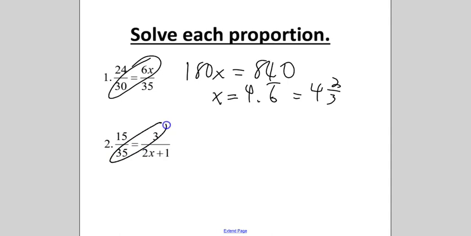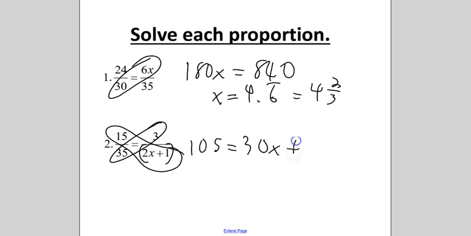Okay, we're going to do this here. 3 times 35, now be careful, equals, remember, when you multiply these, you've got to distribute the 15. So 15 times 2 is 30x, and 15 times 1 is 15. So we're going to subtract 15 from both sides. So 105 minus 15, we're moving it over, is 90. And then when we divide by 30, x equals 3.